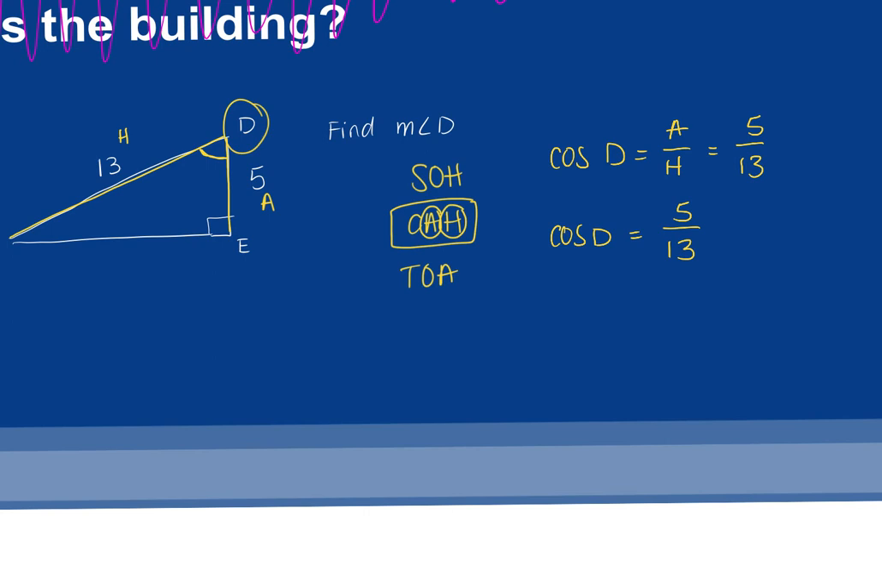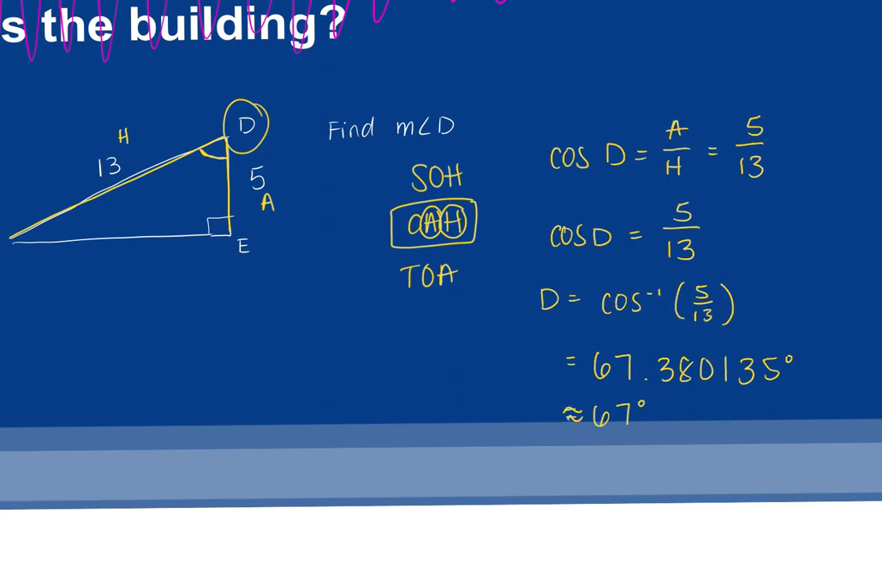Now all we have to do is take the inverse cosine of both sides. So D equals the cosine inverse of 5 over 13. Remember, you're going to use the inverse cosine whenever you're solving for an angle, okay? So we took the inverse cosine of 5 over 13. Let's see what we get. And when I plug that into a calculator, I get approximately 67.3801335 degrees. And let's say it asks us to round to the nearest degree. That would be approximately 67 degrees.